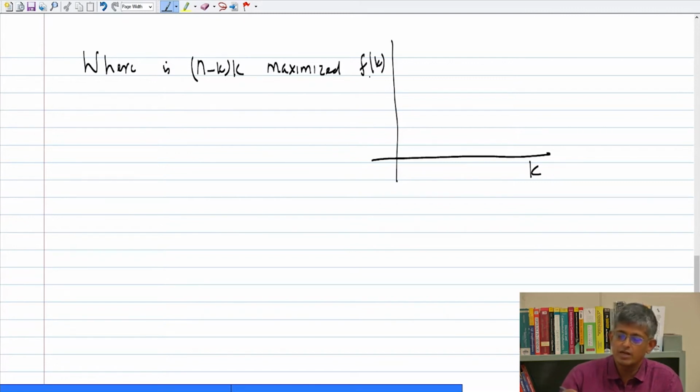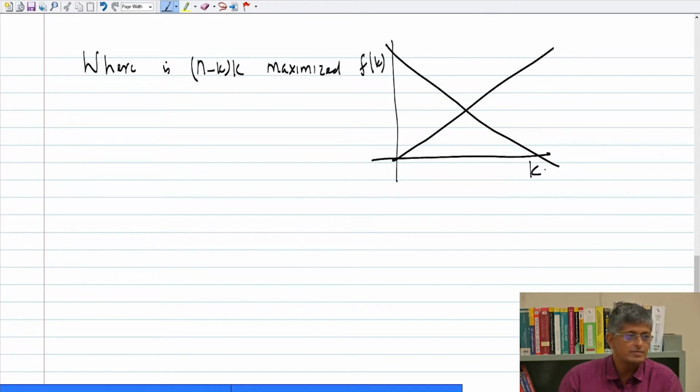What does f of k equal to k look like? It is an increasing function. It looks like this. Maybe I didn't draw it properly, but you can fix the slope. And as k increases, f of k equal to n minus k is a decreasing function. Where does it attain the largest product? At this point. At every other point you can basically say that the inequality is less than or equal to the value at this point. So therefore, at k is equal to n by 2, this function is maximized.